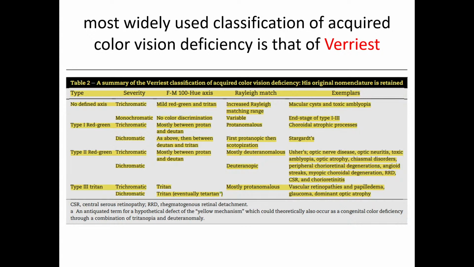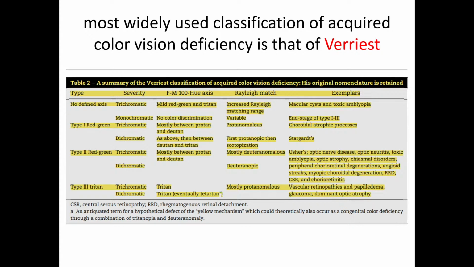So if you see here, there is no defined axis in the case of macular cyst and toxic amblyopia. The patient will not be able to perceive any specific color. So in the red and green, type 1 is the red and green deficiency in conditions of choroidal atrophic processes.